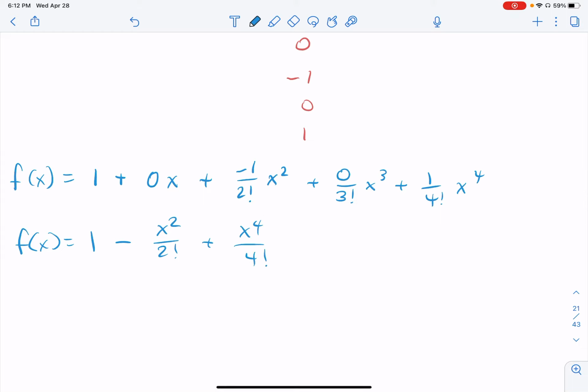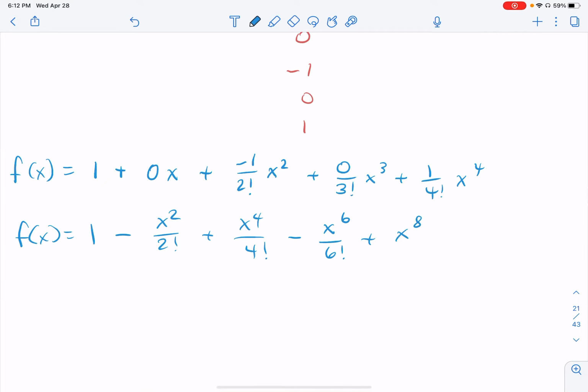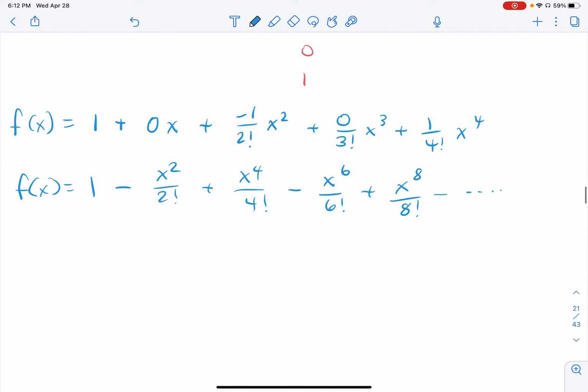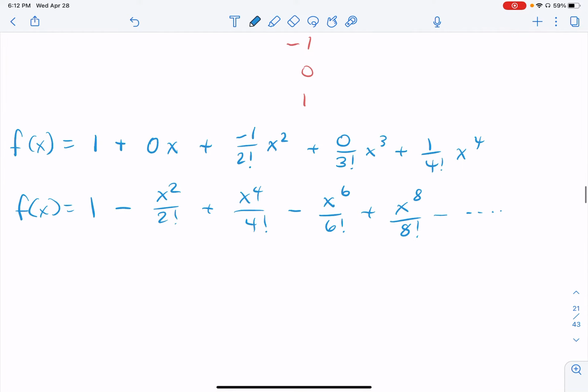Can you guess what the next term is going to be? It's alternating, so it's going to be minus. And then our next power is x to the sixth over 6 factorial plus, what's next? How about x to the 8th over 8 factorial? Okay, so now we need to establish a pattern here, and notice that our exponents here are all even numbers, and also notice that our factorials down at the bottom, they're the same thing. They're also even numbers. They're the same as the powers. Even numbers.